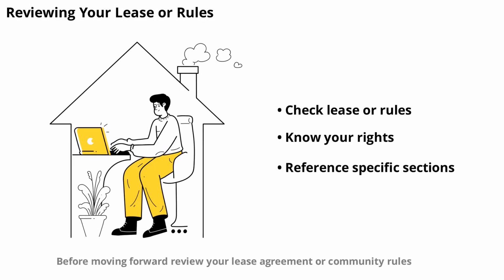Before moving forward, review your lease agreement or community rules. These documents often outline the responsibilities of landlords, tenants, and homeowners. Understanding your rights and obligations can clarify whether your issue is covered and what steps you should take. If your complaint involves a violation of these rules, referencing the specific section in your complaint can strengthen your case. If you're unsure, consider seeking advice from a tenant association or legal aid service. Being informed is key to a successful complaint process.